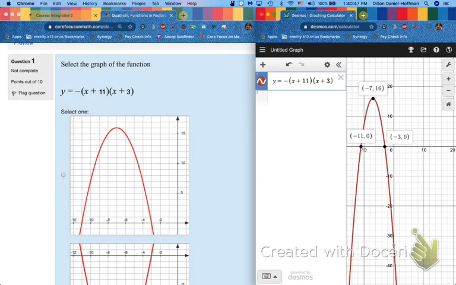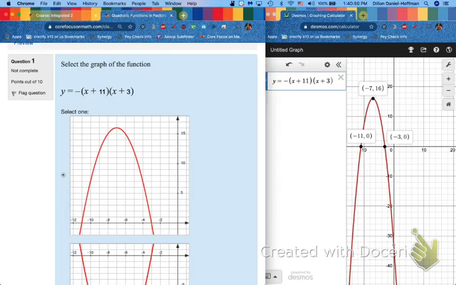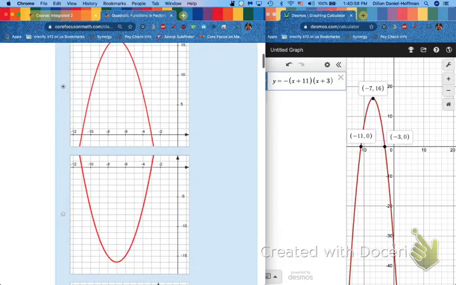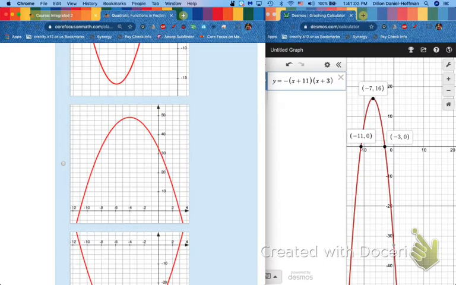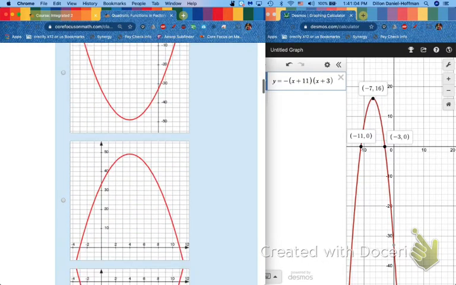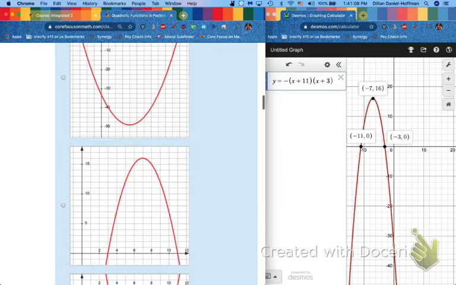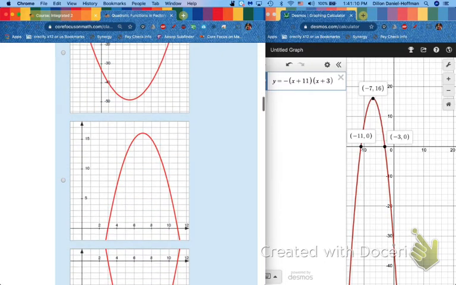So we look and we find the one, for me it's the first one, where our x-intercepts are. Look at where it's crossing down here at this arrow. Negative 11 and negative 3. This one's not an n. This one's an n, but crossing at negative 11 and positive 3. This is not an n. This is negative 3 and positive 11. This is not an n. This is at 3 and 11, both positive. This is not an n.